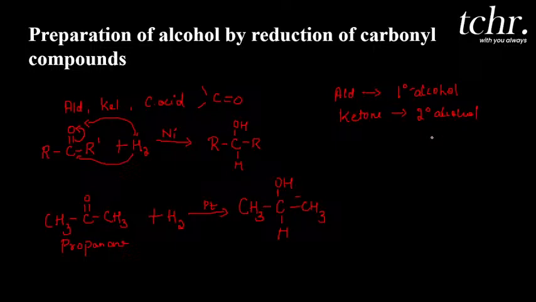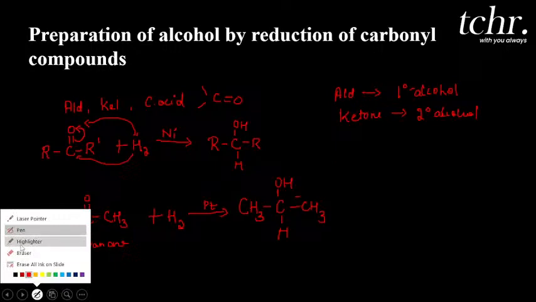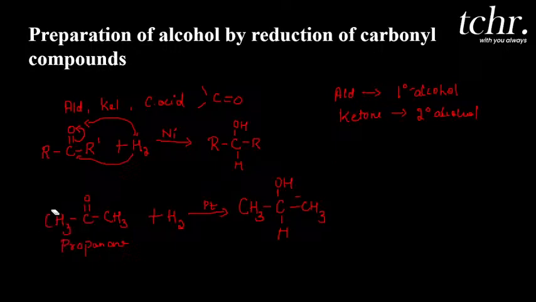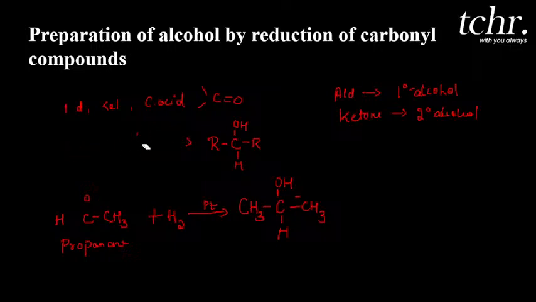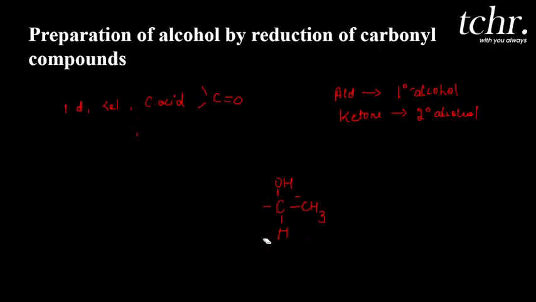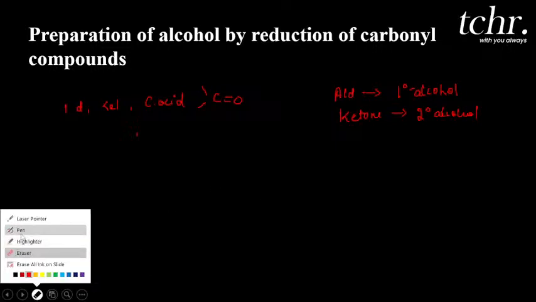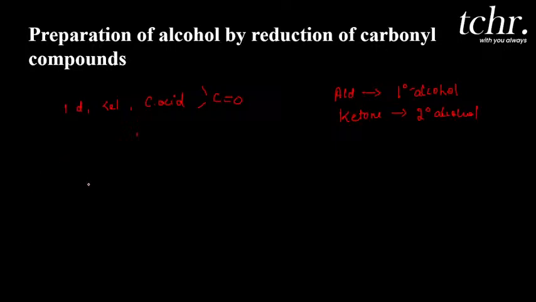So here, not only reduction by using hydrogen gas in the presence of palladium or platinum catalyst, we can also use very strong reducing agents like lithium aluminium hydride or sodium borohydride. These are strong reducing agents which will give us alcohol. For example, if I take carboxylic acid, you know that carboxylic acid is also a carbonyl compound. Yes, students, we can convert carboxylic acid to alcohol. Yes, it is possible. So how?